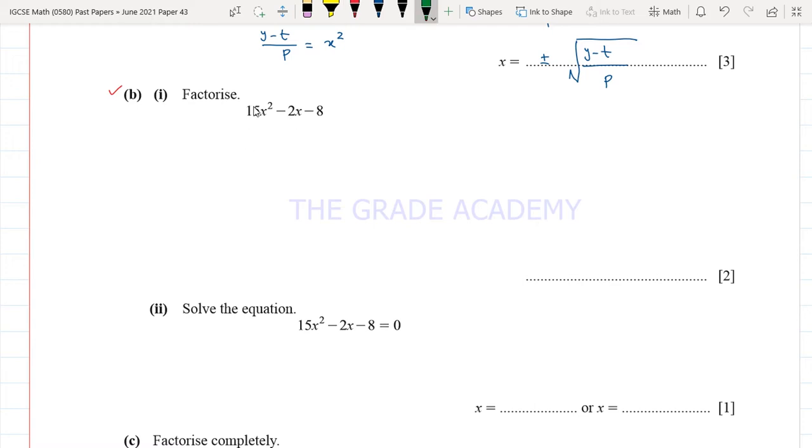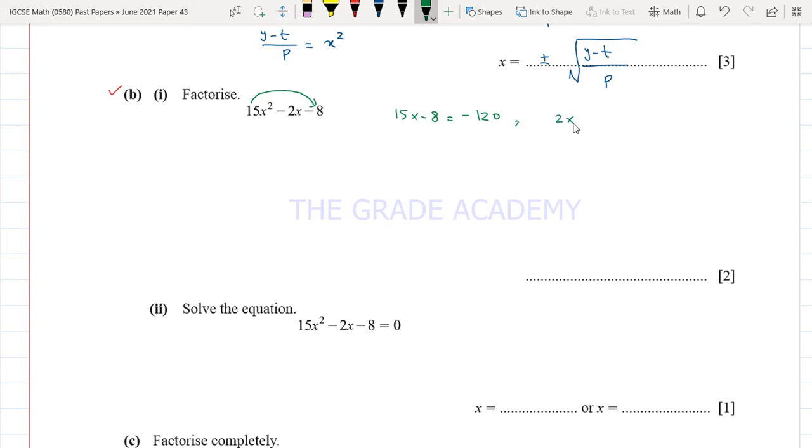So for this, first of all, we will multiply 15 and negative 8. If we multiply 15 and negative 8, we get minus 120. Now we are going to look for two factors of minus 120, which give us minus 2 on adding or subtracting. So now let us write all the factors of 120.